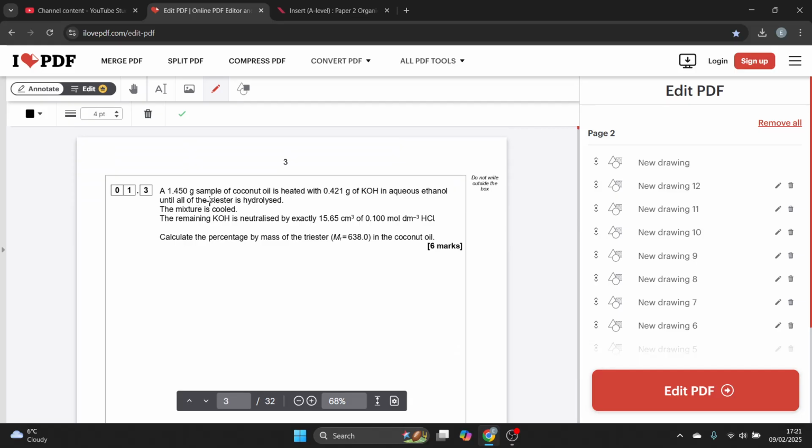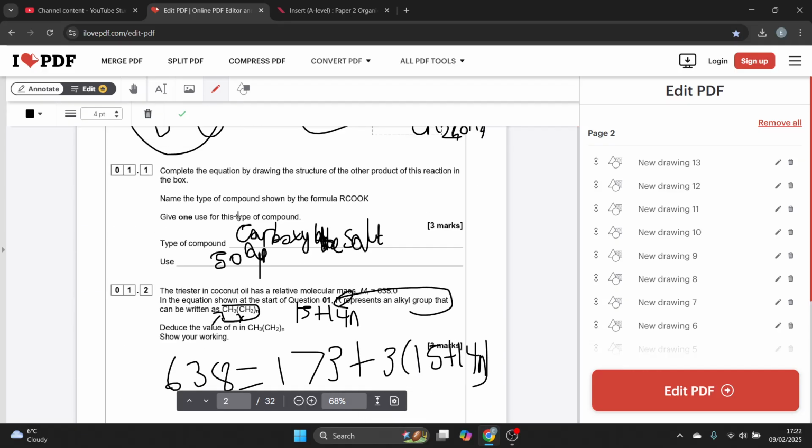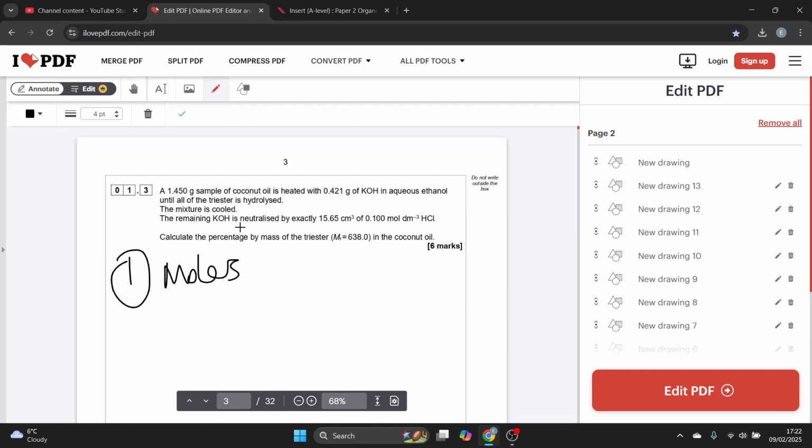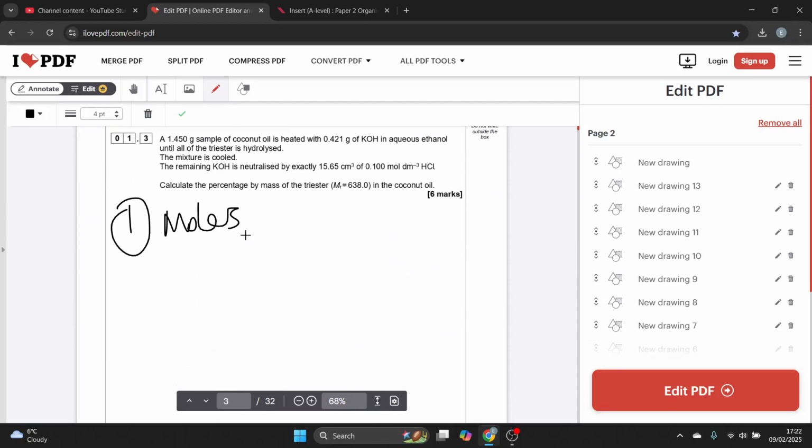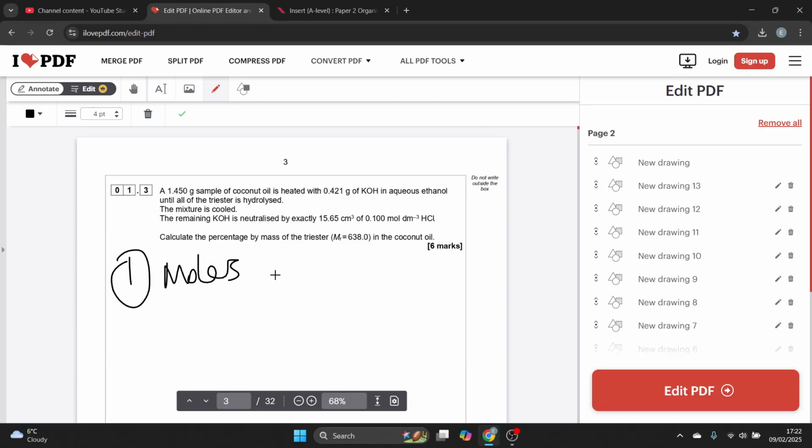Then it says a 0.1450 gram sample of coconut oil is heated with that much potassium hydroxide in aqueous ethanol until all the triester hydrolyzes. The mixture is cooled, and the remaining potassium hydroxide is neutralized by exactly this much HCl. Calculate the percentage by mass of triester in the coconut oil. So first thing I would do is find out moles. So I'll find out the moles of HCl first.